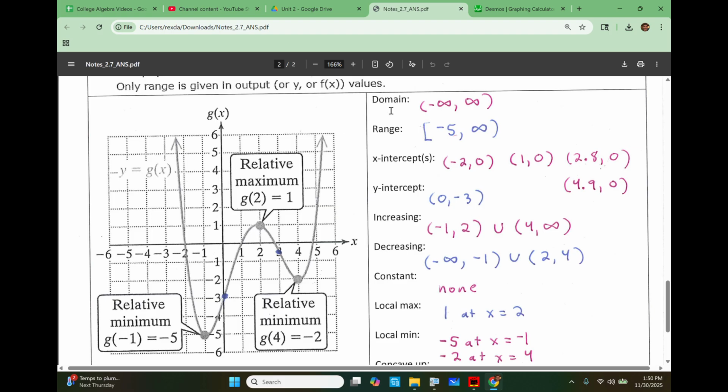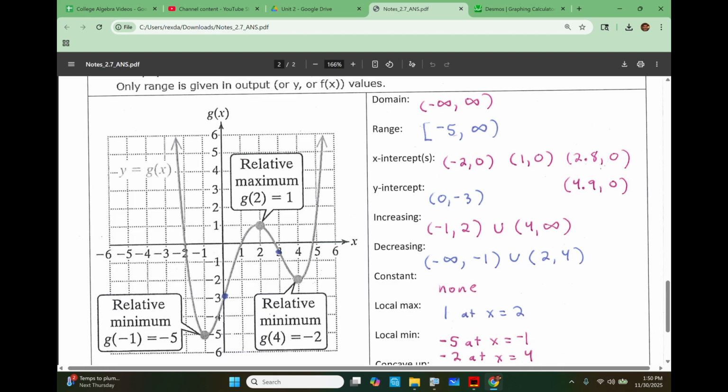And we're saying, okay, what's the domain? So, arrow, arrow, the domain is all real numbers, negative infinity to infinity. Lowest to highest. Range, lowest to highest. So I go all the way down to -5. I have that value and up. So it's bracket -5 to infinity.